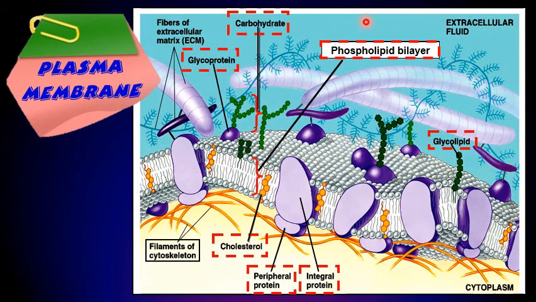Carbohydrate plus proteins becomes glycoproteins. This is the glycoproteins. Whereas carbohydrate plus lipids becomes glycolipids. This is the glycolipids. That's all.